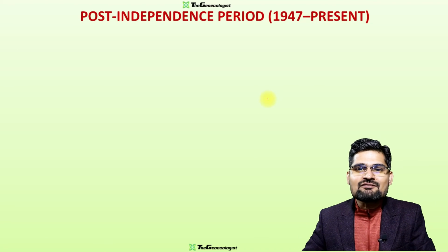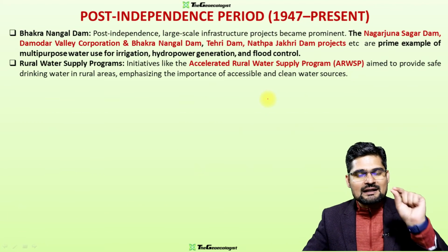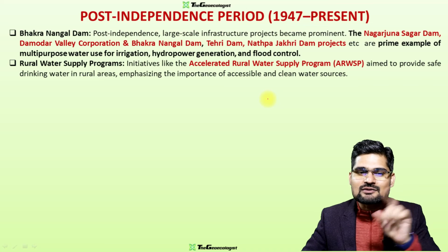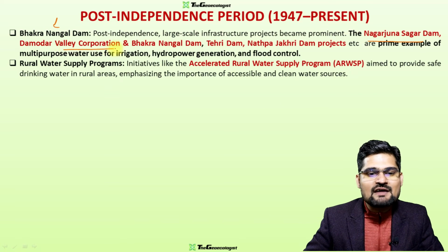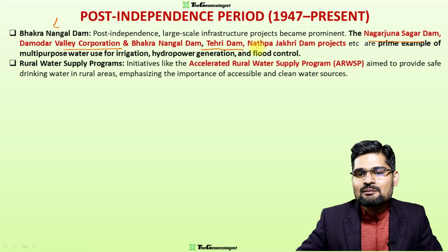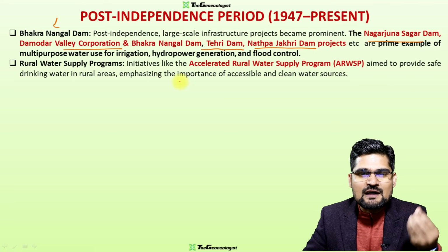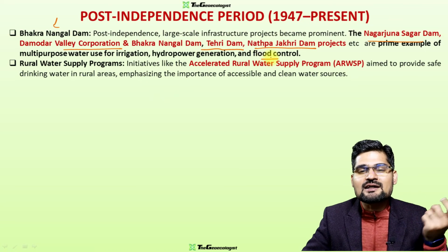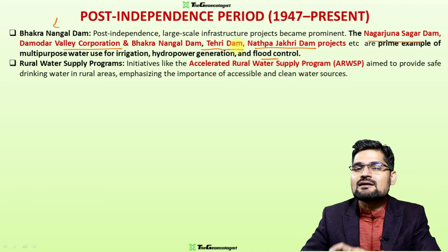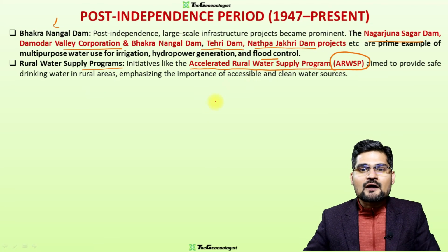After 1947, when we got independence, our focus was mainly on agriculture and then on industry according to technology. So Bhakra Nangal Dam, then Nagarjun Sagar Dam, Damodar Valley Corporation, and Tehri Dam, Nathpa Jhakri, and several other projects alongside, the multi-purpose river valley projects. Multi-purpose means irrigation, hydropower, flood control, all put together after independence, and rural water supply programs, that is the Accelerated Rural Water Supply Program, ARWSP, came into being.